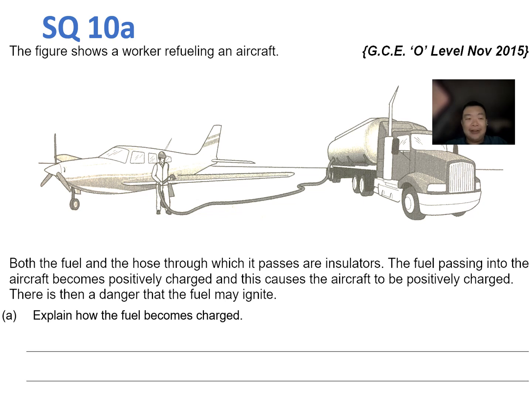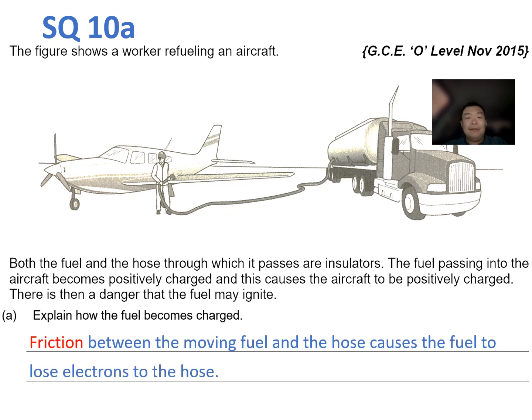Alright, this is an application question, and the fuel becomes charged because the friction between the moving fuel and the hose makes the fuel lose electrons to the hose, so the fuel becomes positively charged. And we are told that the fuel becomes positively charged. That's why we know that the direction of movement of the electrons is from the fuel to the hose.